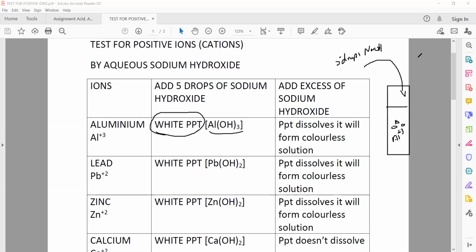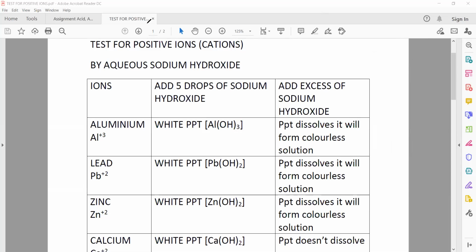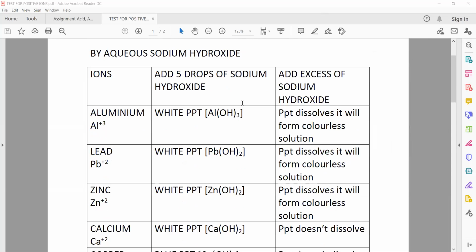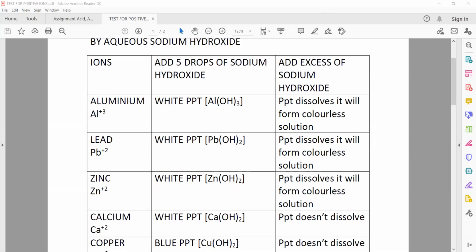Then in the same substance, if I add an excess, meaning more than enough, too much sodium hydroxide, what will I observe? The precipitate will dissolve and form a colorless solution. I have already sent this sheet last class. I'll resend it again, but it was sent last week. I'm just discussing this whole sheet because you have to learn or memorize this.